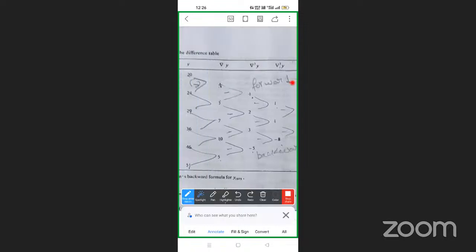So forward difference is nothing but we can take these values, and backward is nothing but we can take these values. This is forward difference: y naught, delta y naught, delta square y naught, delta cube y naught, delta power 4 y naught. Backward is nothing but yn, delta yn, delta square yn, delta cube yn, delta power 4 yn. So these are the backward formula values, and these are the forward values.